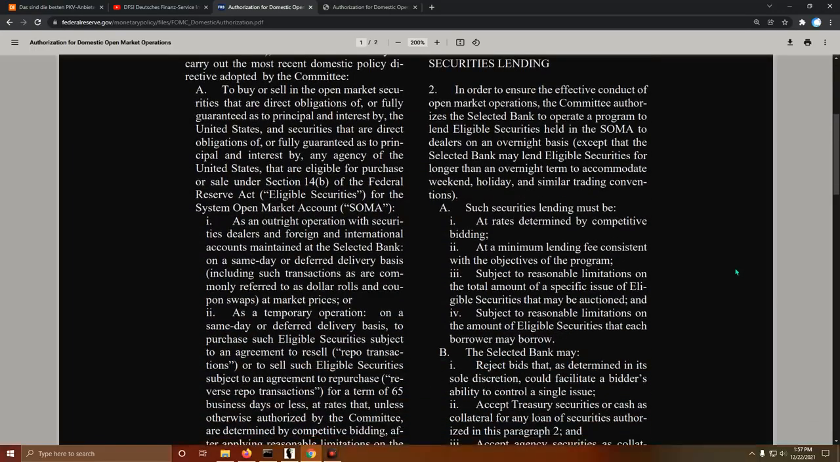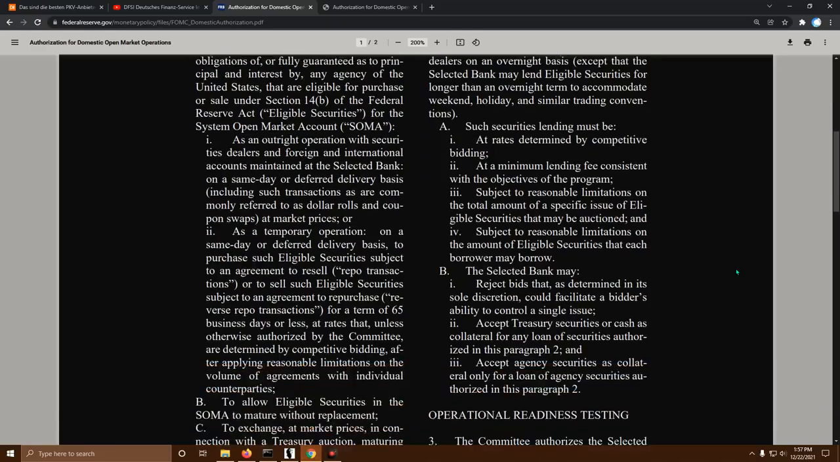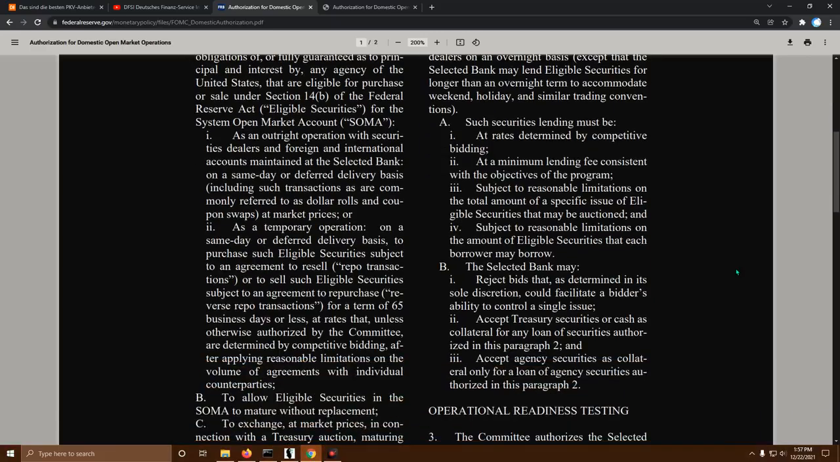So, in order to ensure the effective conduct of open market operations, the committee authorizes the selected bank to operate a program to lend eligible securities held in the SOMA to dealers on an overnight basis, except that the selected bank may lend eligible securities for longer than an overnight term to accommodate weekend, holiday, and similar trading conventions. A. Such securities lending must be at rates determined by competitive bidding, at a minimum lending fee consistent with objectives of the program, subject to reasonable limitations on the total amount of a specific issue of eligible securities that may be auctioned, and lastly, subject to reasonable limitations on the amount of eligible securities that each borrower may borrow.